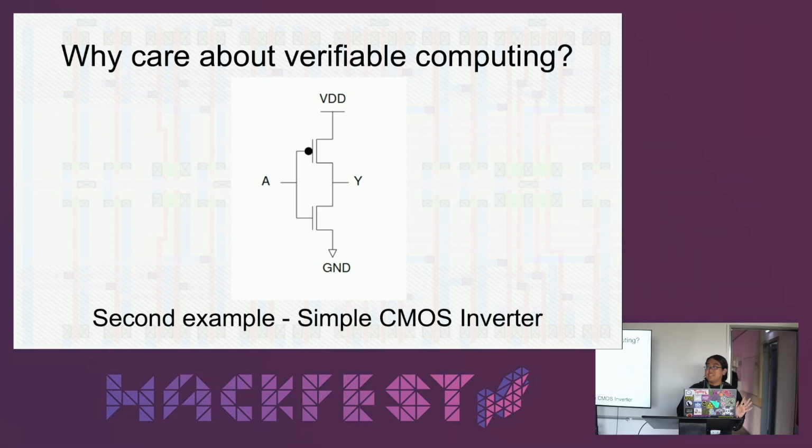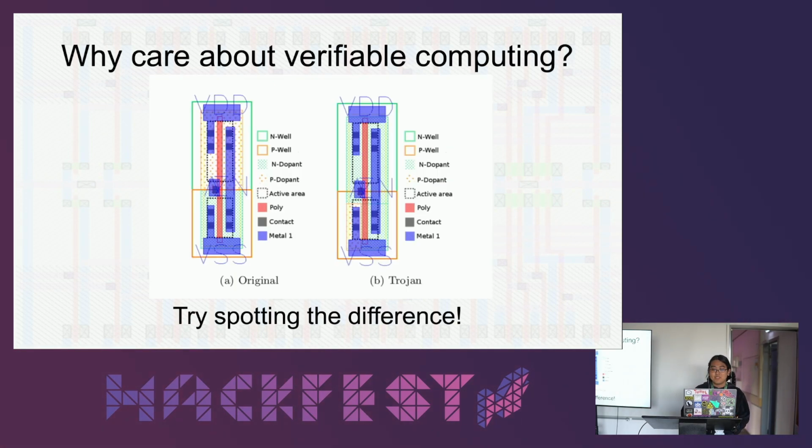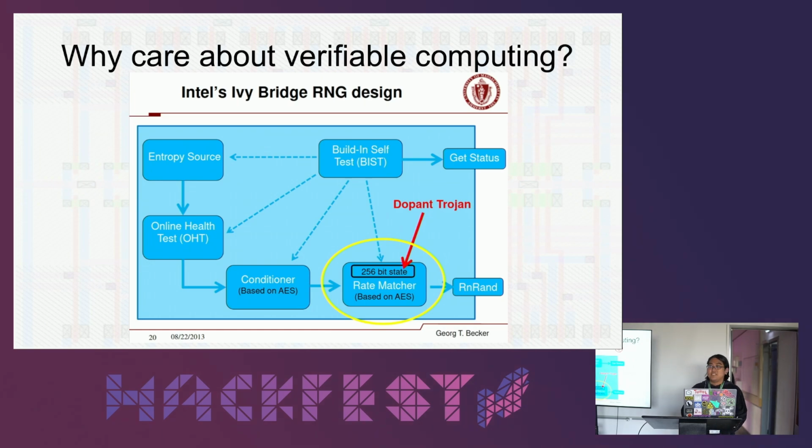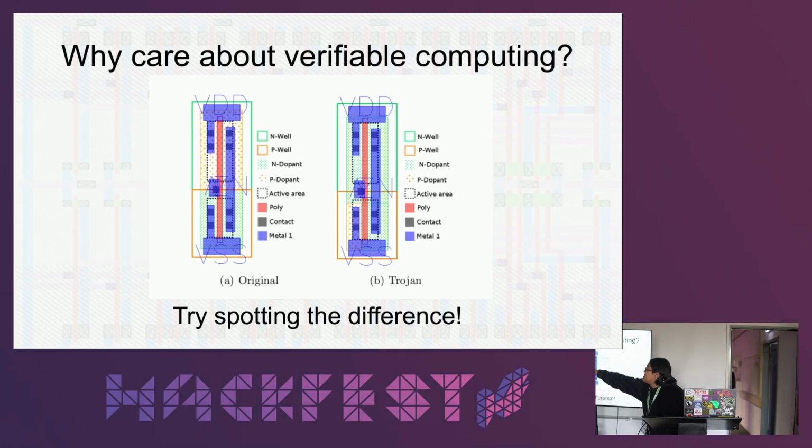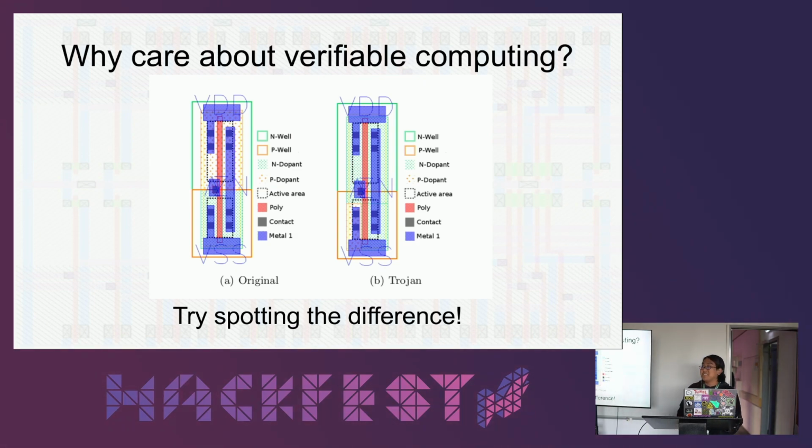So here's another example. Here's a simple CMOS inverter, right? Try spotting the difference here. Not easy. So if you look carefully, if you compare here and here, the doping type has changed from P type to N type. So yes, no matter what you put through this inverter, it always gives you the same result.